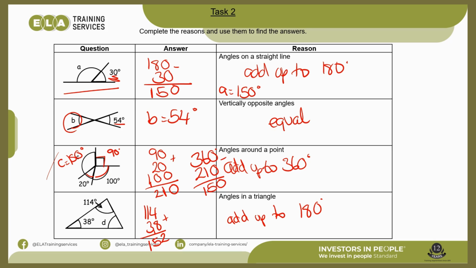But we have to work out what we're missing. So 180 minus 152. 2 from 0, can't do, have to borrow. 7, 1 to make 10, 10 take away 2 is 8, 7 take away 5 is 2, and 1 take away 1 is nothing. So that means that D is 28 degrees.